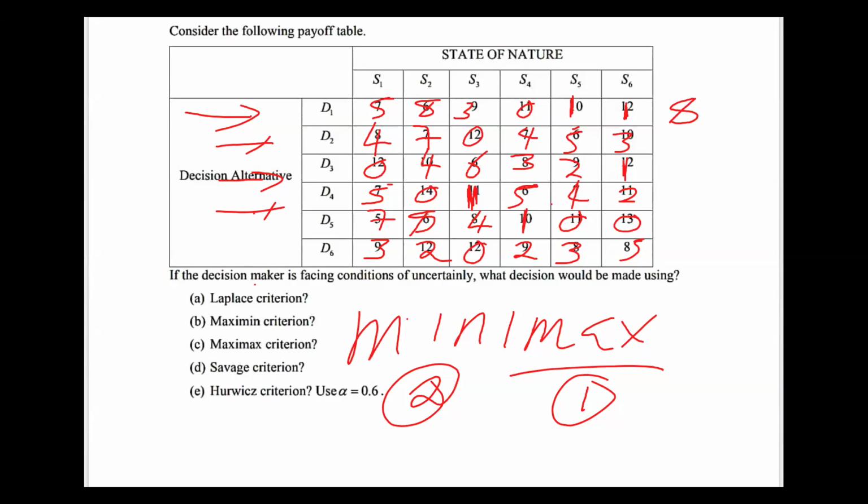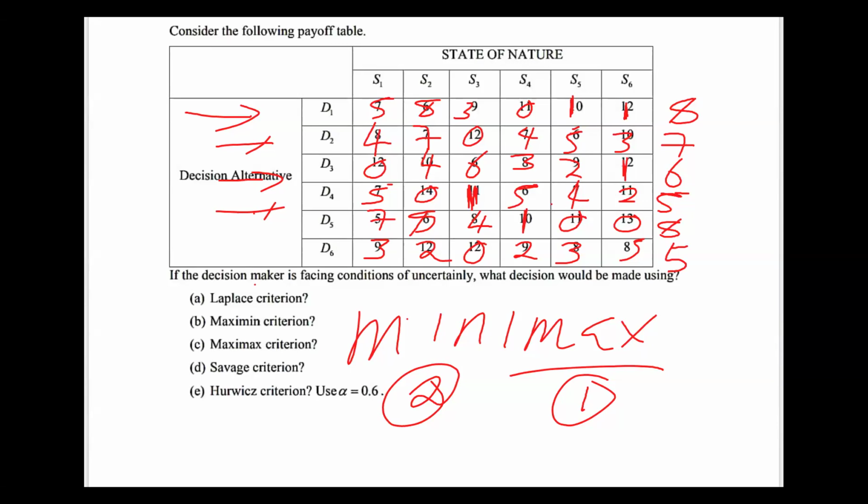What's the highest score in decision number 2? It should be 7, yeah? Decision number 3, what's the highest score? 6. Decision number 4, the highest score is 5. The highest score on decision number 5 is 8. And the 5 in the last one. What do we choose next? The minimum score. And which one is the minimum score?